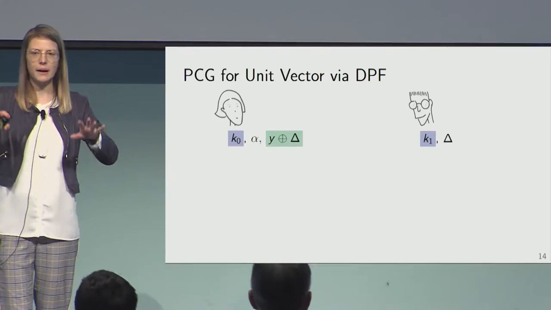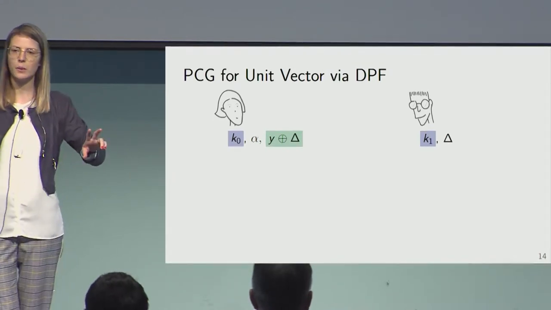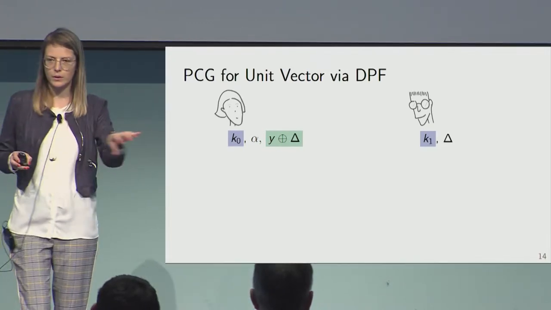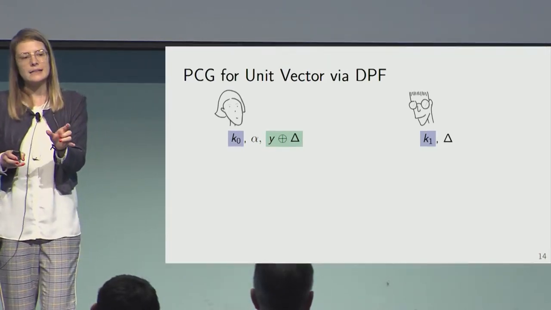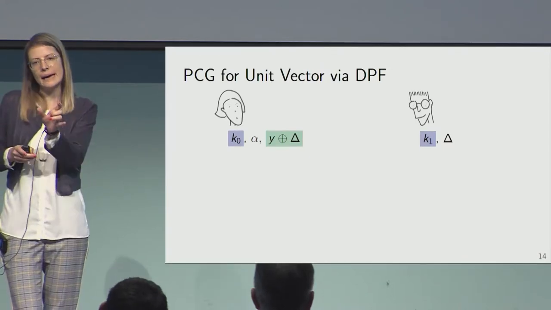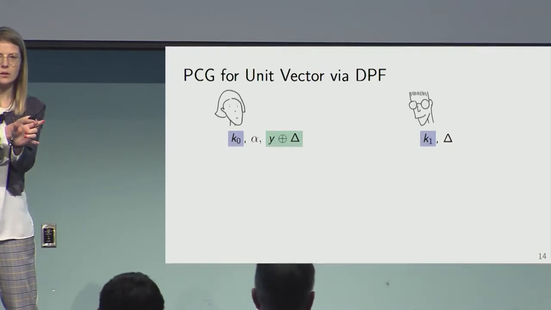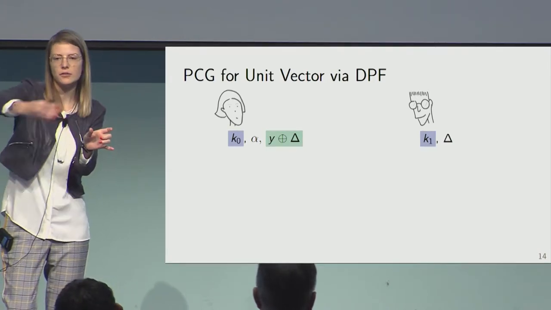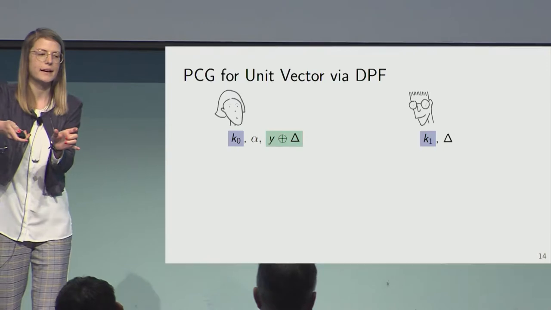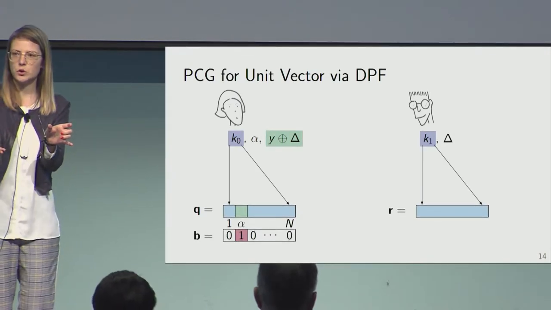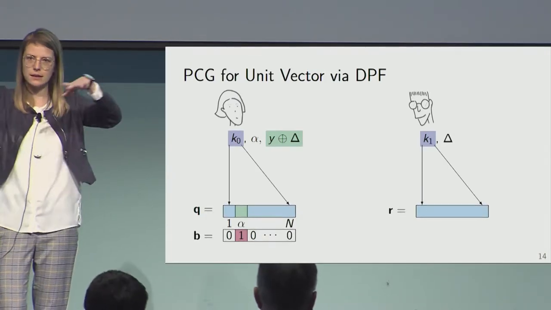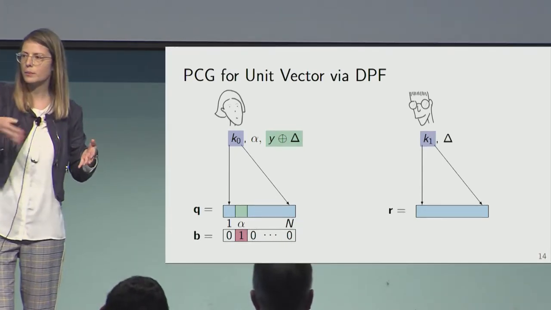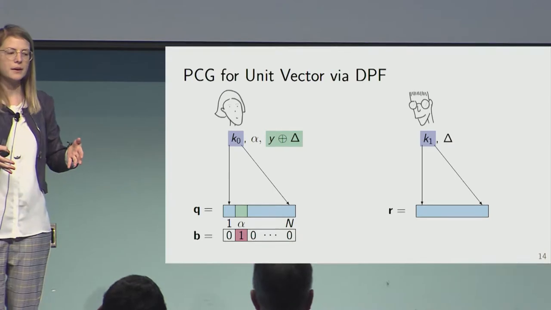All you give the parties is the keys for the distributed point function. Alice additionally gets this point alpha, so she knows where it's punctured, and she gets the value delta, blinded by the output of the distributed point function. This will be good for her to replace the output value of the distributed point function by delta. So this is the seed, and then the expansion is simply evaluating the distributed point function at every point.